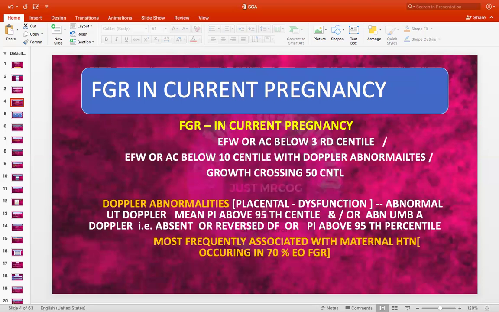So what are the Doppler abnormalities which we count? Doppler abnormalities normally indicate placental dysfunction. Abnormal uterine artery Doppler means PI above 95th centile, and or abnormal umbilical artery Doppler, either there is absent or reversed diastolic flow or PI above 95th centile.